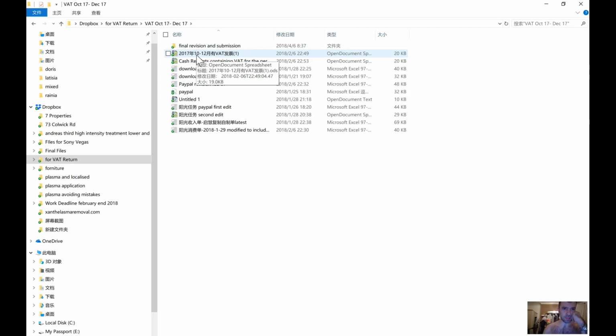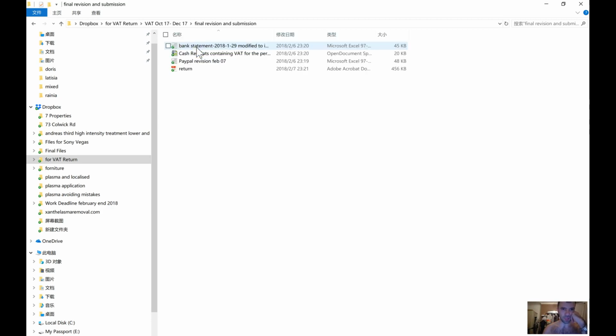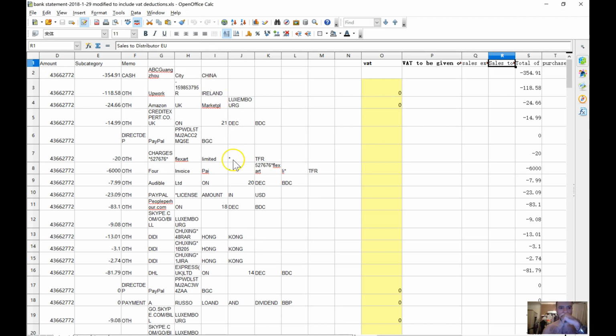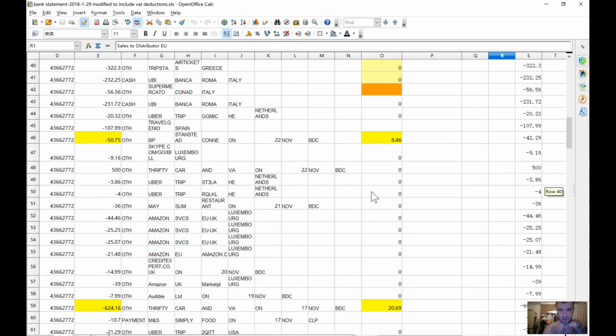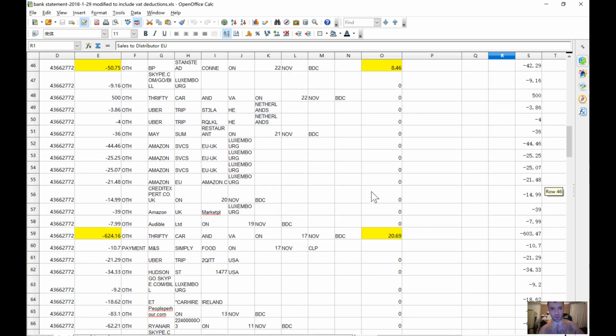Now, let's forget about these things, and focus on these two files. This is the bank statement that's been modified. I'm going to open it. And what we've got here is the amount of VAT which we've actually added. And there's VAT going out and coming in as well, depending on the transaction.